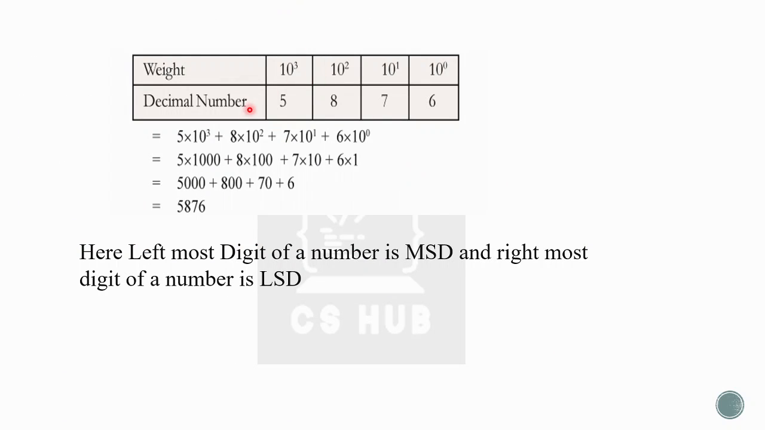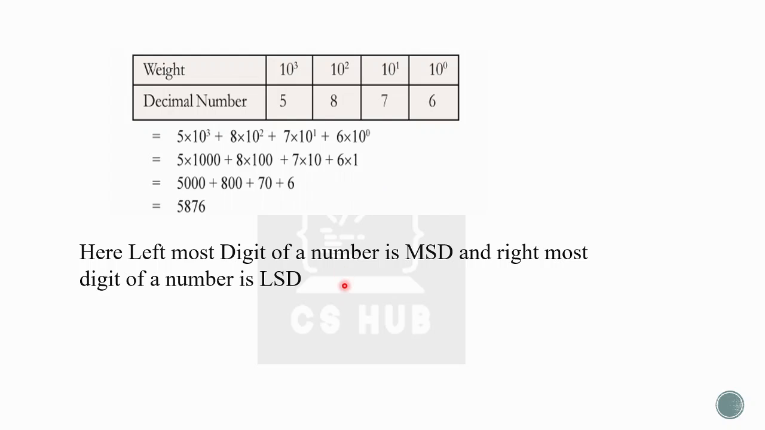Then consider an example, decimal number 5876. These are the weights associated with 10 raised to 0, 10 raised to 1, 10 raised to 2 and 10 raised to 3. And we are calculating the values like 5 into 10 raised to 3 plus 8 into 10 raised to 2 plus 7 into 10 raised to 1 plus 6 into 10 raised to 0. We get 5876 as the answer.